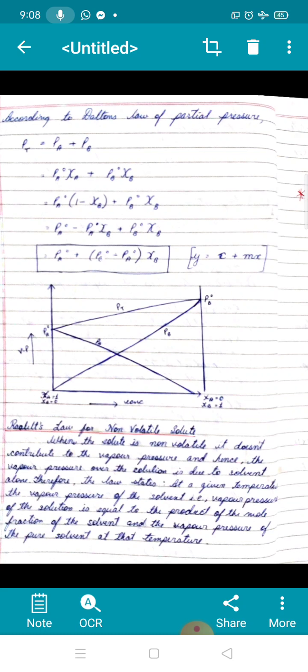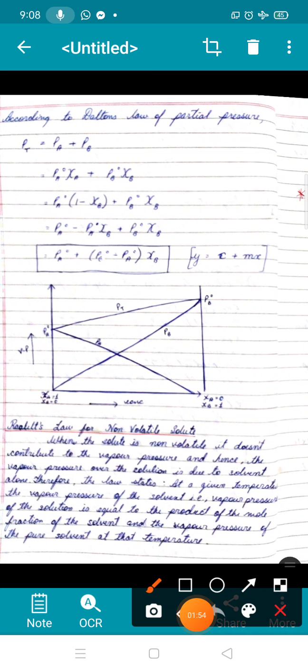So to convert it to an equation of 2 variables and to express it in terms of solute, we replace chi A by 1 minus chi B, because you know chi A plus chi B is equal to 1. So here we are replacing chi A by 1 minus chi B. Now when we multiply and rearrange the whole thing, you can see we find P total to be PA naught plus PB naught minus PA naught into chi B.